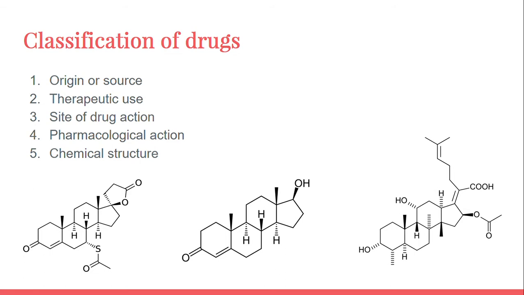And finally, we do classify drugs according to their chemical structure as well. For example, antibiotics of the family of beta-lactams are antibiotics that feature a lactam in beta position. We also have barbiturates, we also have steroids, penicillins, which are another category of antibiotic. So the chemical structure can also be how we classify drugs depending on the drug itself.